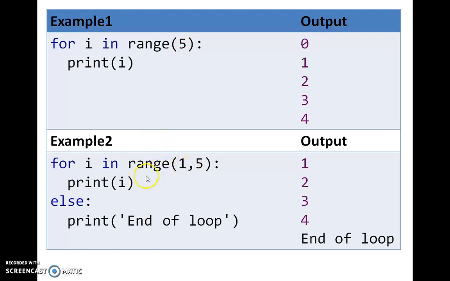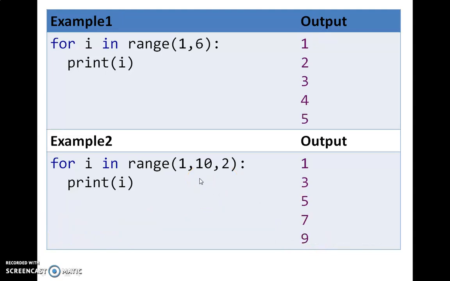In the next example, range 1, 5. Here I have given the start value as 1, comma, and the stop value as 5, which means up to 4, stop minus 1. So the output is 1, 2, 3, 4. I have also added the else part, so I get the output end of the loop also. In this range function 1, 6, the start value is 1. Here 6 means Python will stop with 5, stop minus 1. So this generates 1, 2, 3, 4, 5.